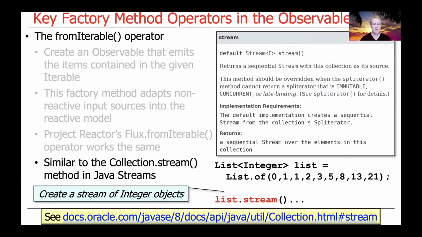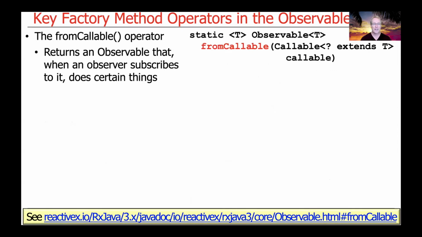This is very similar to the Java streams collection stream method that's defined. So here we're using, say, list.stream, where you can have a collection and you can turn a collection into a stream by calling the stream factory method to create a stream, in this case, of integer objects.